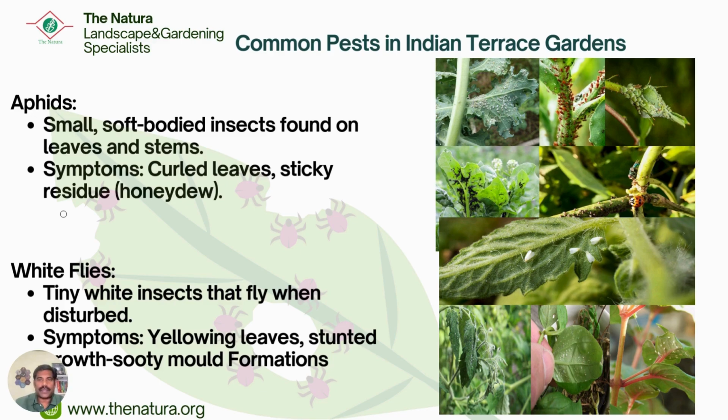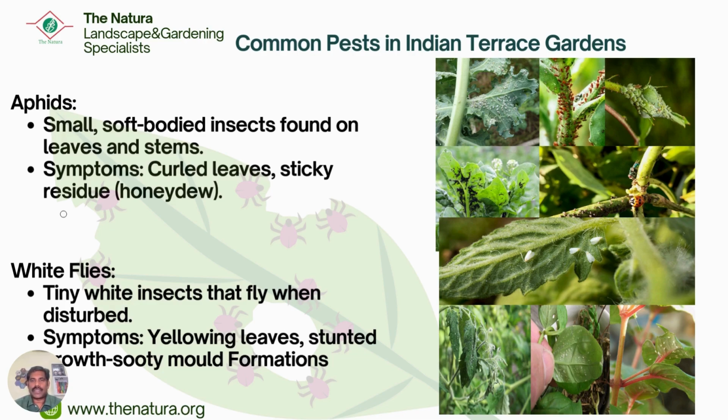Symptoms: they suck the sap of plants and cause heavy damage in many crops. In terraces also, this is a main problem-causing insect. Symptoms will be yellowing leaves, stunted growth, and sooty mold formation. Sooty mold means again it's also a kind of deformation wherever they are sucking.